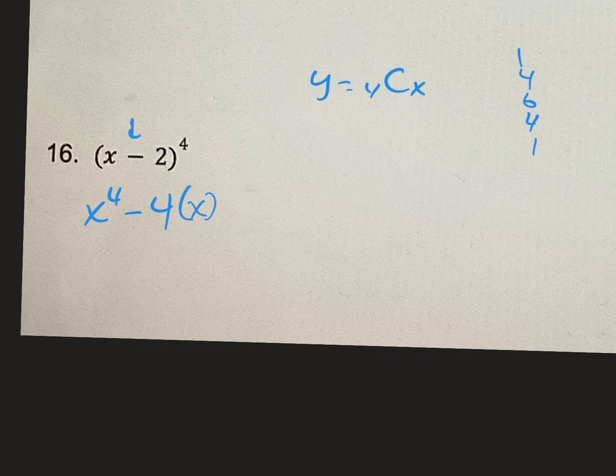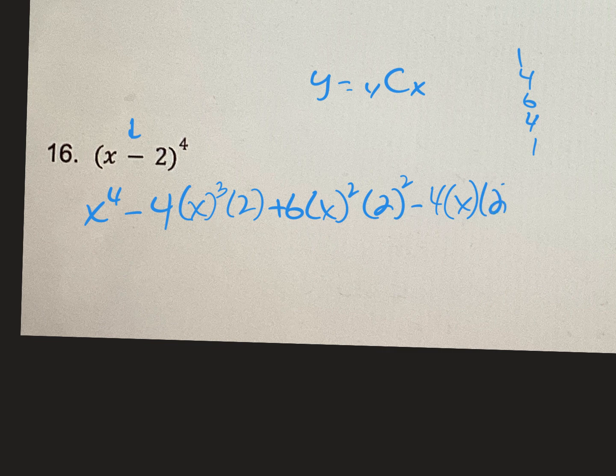The x's are going down, the 2's coming up. Then I'm going to put a 6. The x is going down, the 2's coming up as far as the exponents go. Another 4, the x is going down to 1, the 2's coming up. And the last term is just 1 times 2 to the fourth. And your job, don't forget, you got to multiply all that stuff out.